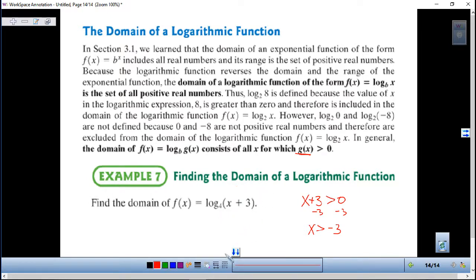But that's how you find the domain. Remember what property this has to be, what it has to stay as, set it as an inequality, and solve the inequality.